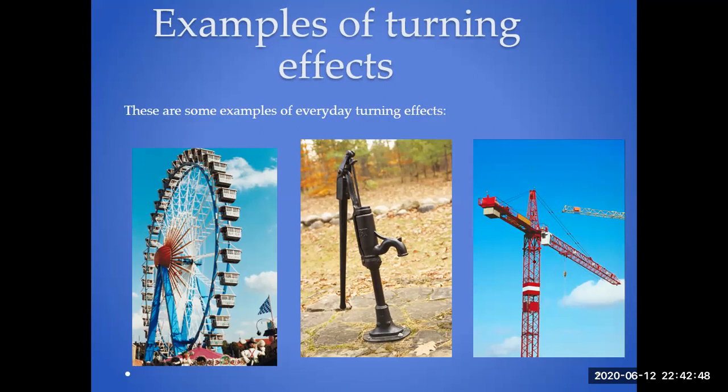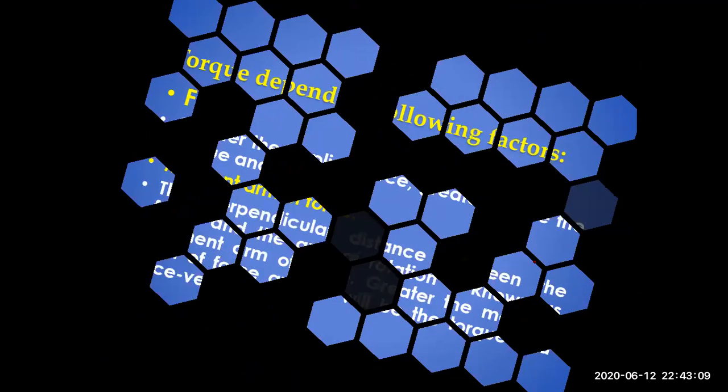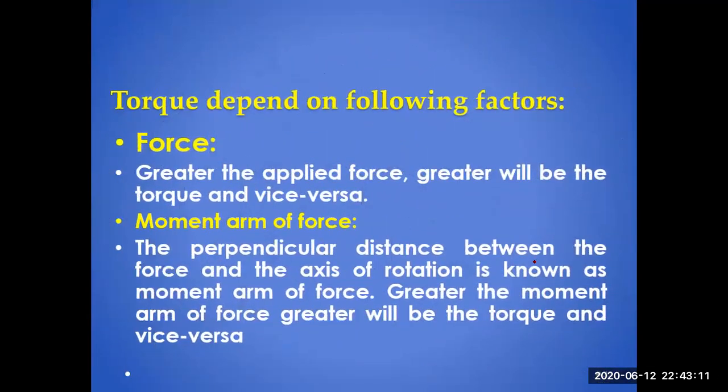On what factors does torque depend? Number one, force. The other is moment arm. They can't increase their force, they can't increase their own energy, but they can increase the moment arm. By increasing the moment arm, it becomes easier for them to open the nut. These are our daily life experiences where we see this.